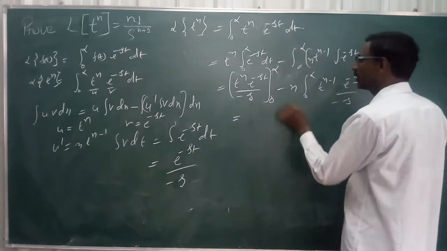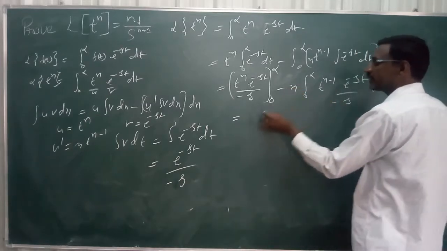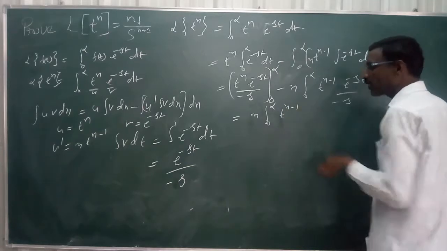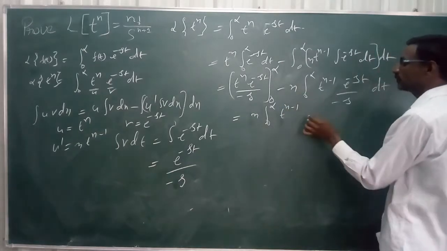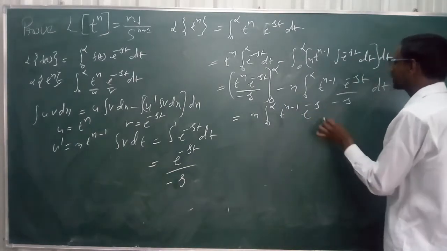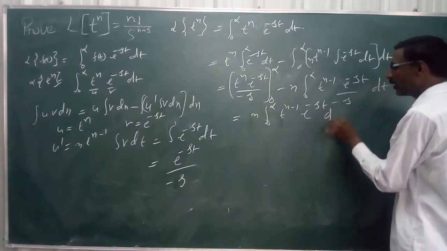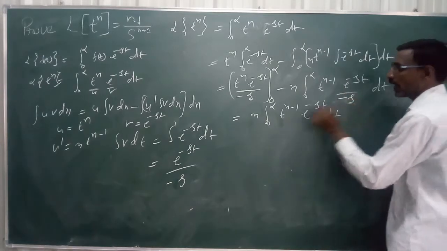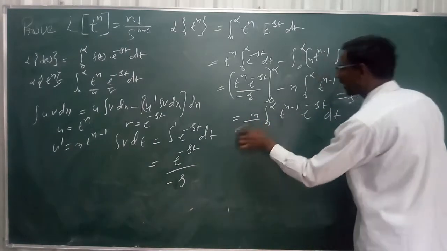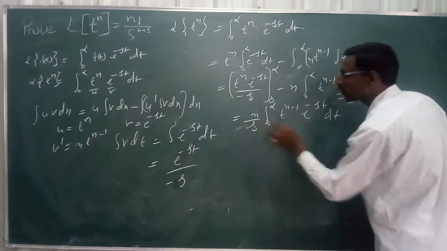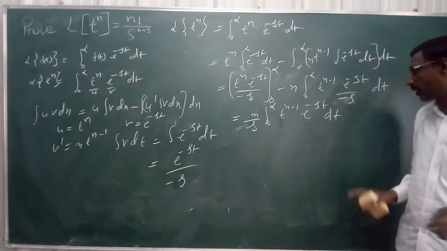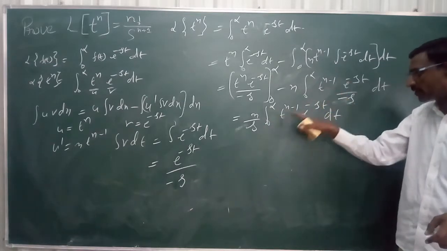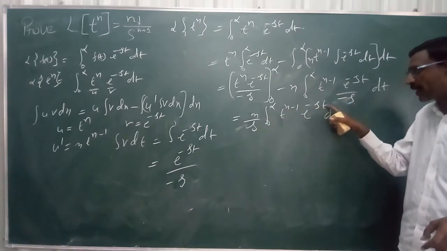Then we get minus into minus plus n into the integration from 0 to infinity of t power n minus 1 into e power minus s t dt, but here we have minus s. Minus into minus here is plus, that's the reason we take s. Is it clear or not? Here minus into minus is plus, n by s I retain, the integral of t power n minus 1 and e power minus s t.